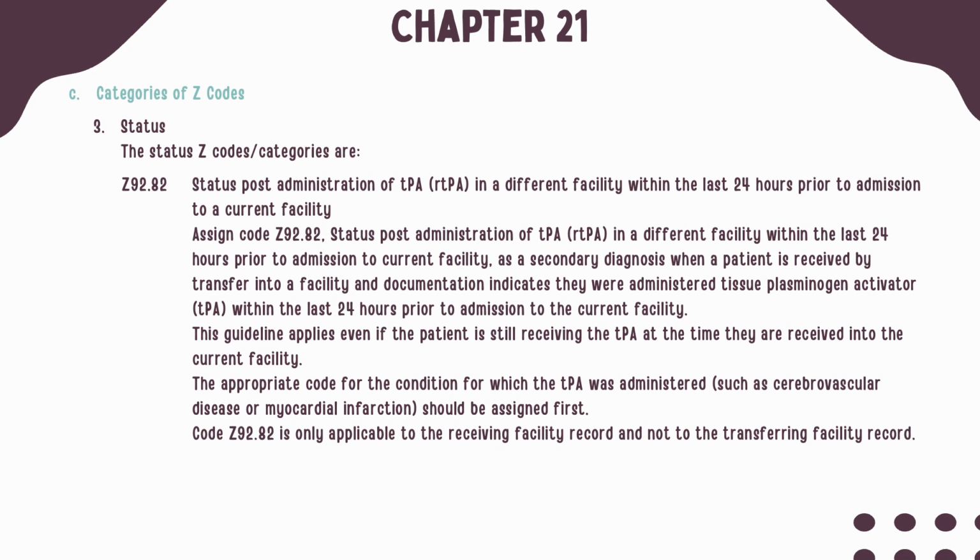This applies even if the patient is still receiving the TPA at the time that they are received into the current facility. The first listed code should be for the condition for which the TPA was administered, such as a CVA or an MI. Code Z92.82 should never be assigned on the transferring facility, but only on the record for the receiving facility.